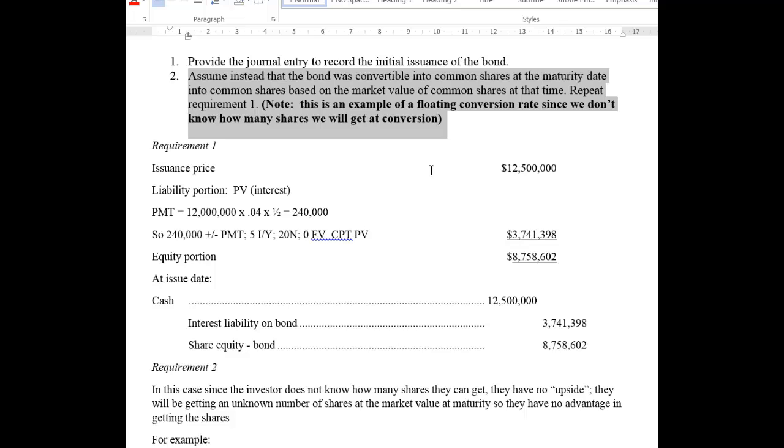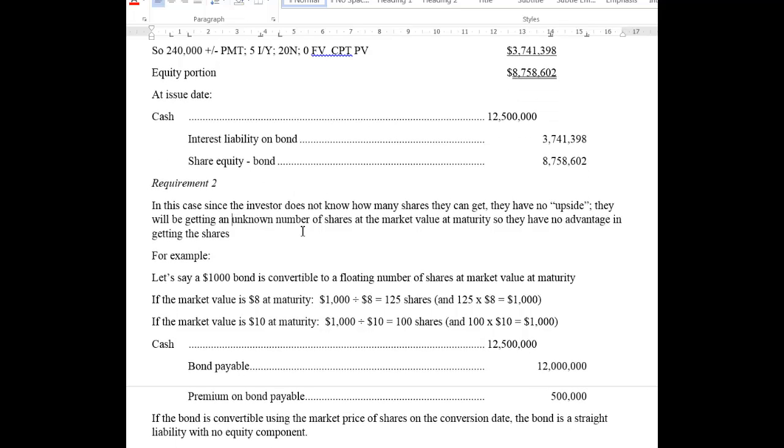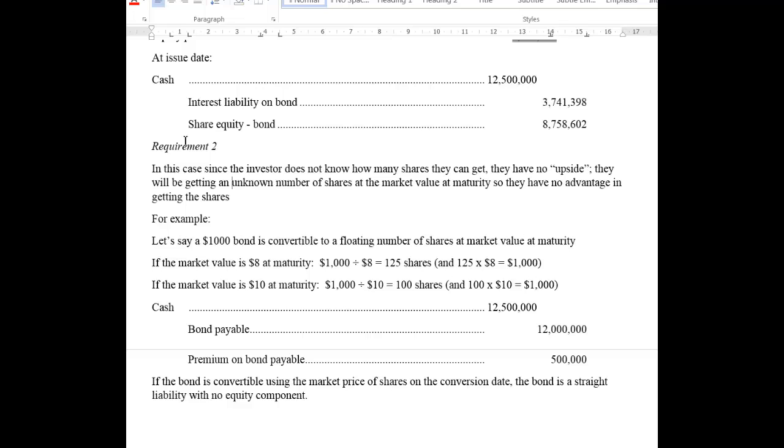Since we don't know how many shares we're going to get, it's going to depend on the market value of the shares. So there's really no upside to the investor in this case when there's a floating conversion rate, because they really don't know how much more money they're going to make. In fact, we're going to prove to you that they're not going to make any more money, right? So let's have an example here to show you why we say there's no upside to the investor. We know they're going to get an unknown number of shares at a particular market value, which we won't know until the conversion date, which is at maturity. So there's no advantage for them to take the shares.